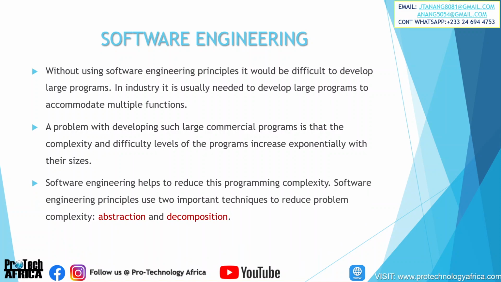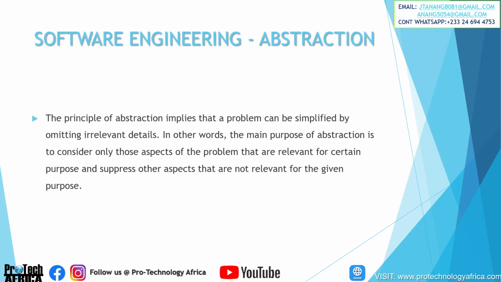Software engineering helps to reduce these programming complexities. Software engineering principles use two important techniques to reduce problem complexity, which are abstraction and decomposition. So over here we have two basic techniques used to reduce the complexity of a problem, and that is abstraction and decomposition. We are going to look at what abstraction is, and we are also going to consider what decomposition is.